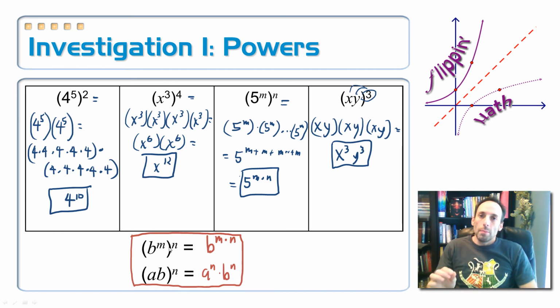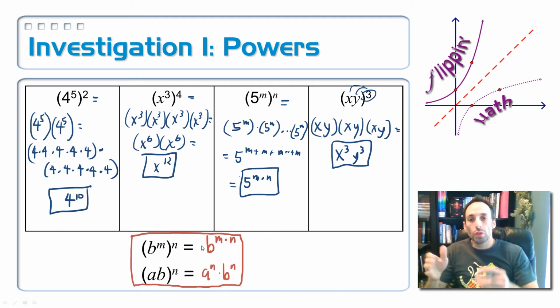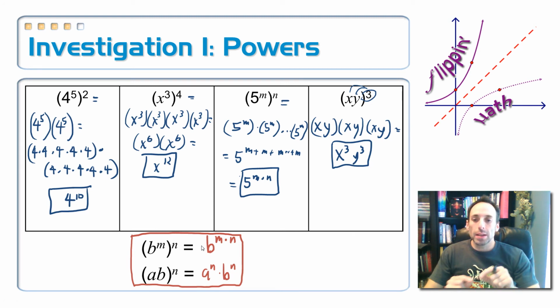B to the m, all of this raised to the n, you just multiply your 2 exponents together, b to the m times n. Okay, if you have more than one thing inside the parentheses that is being multiplied, a times b raised to the n power, you're going to give that n exponent to both of them, almost like a distributive property, but I kind of don't want to call it the distributive property because that's why some people make a mistake with this. So it's a to the n times b to the n.